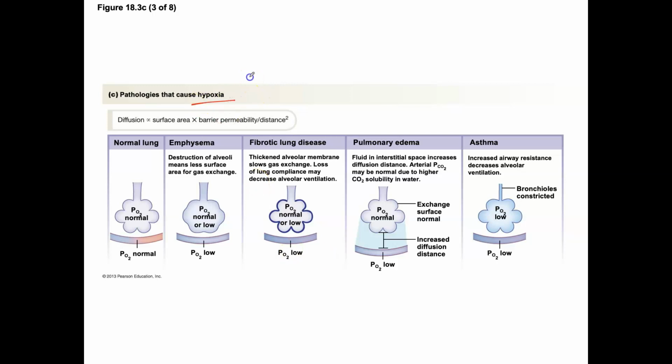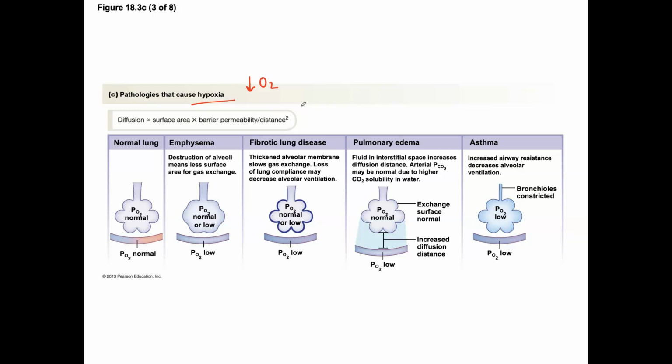So again, hypoxia is decreased oxygen within the cardiovascular system. And then we'll look at normal physiology and how oxygen binds to hemoglobin and we actually get the oxygen that our cells need. But let's take a look at what could be happening in the respiratory system.